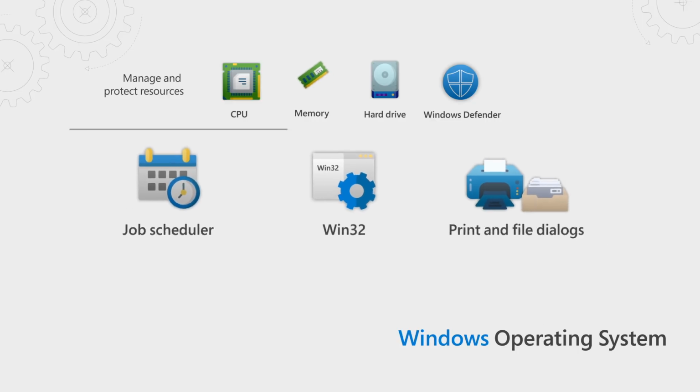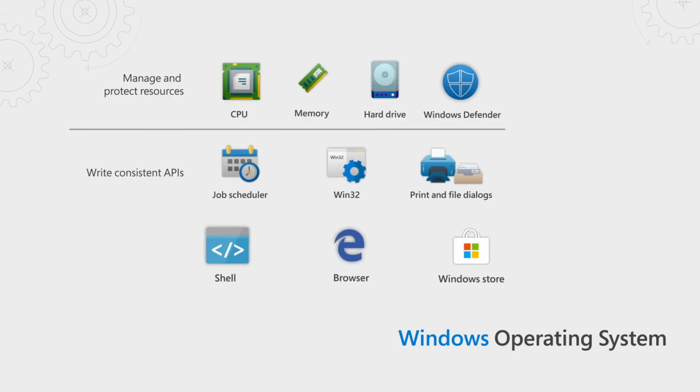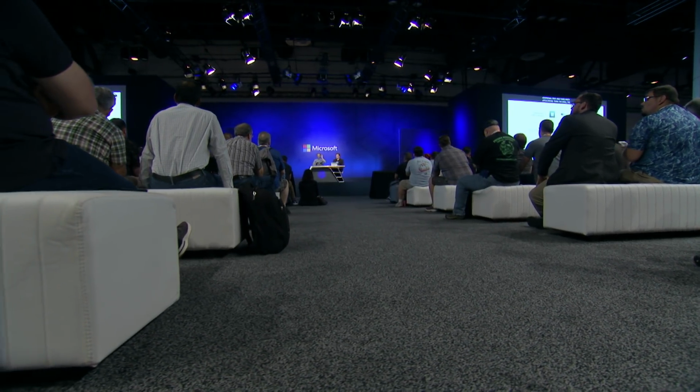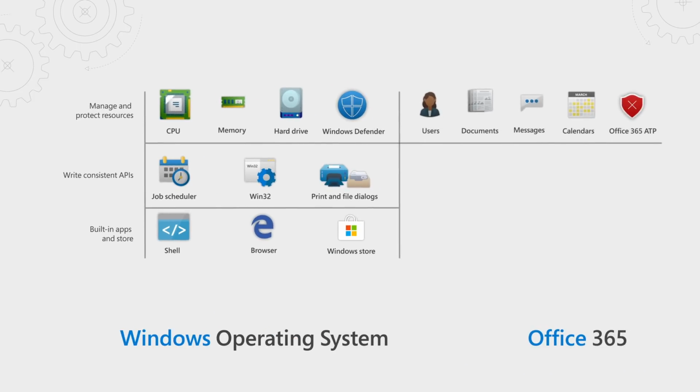And the third thing an operating system does is it provides a set of base applications and a mechanism, a store, to get additional first and third-party applications. So think the shell, the browser, and then third-party apps that you can get from the Microsoft Store. So with that simple focus in mind, right, operating system does 3 things. Let's take a look at Office 365, our people operating system.